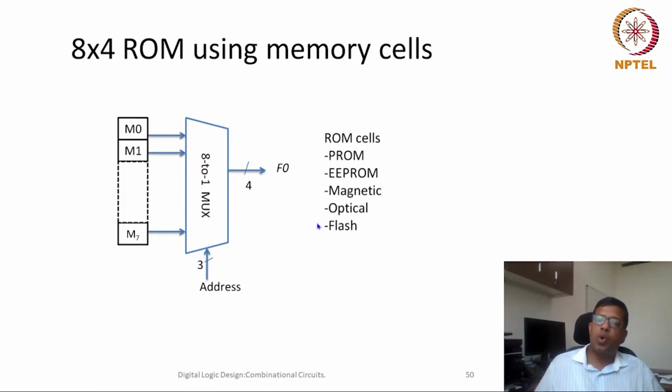One of it is called programmable read-only memory. Programmable means that whether 0 or 1 needs to be written, it is written by passing a very high current, or it may be a fuse, which says that if it is short circuited then it is 1, if it is open circuited then it is 0.